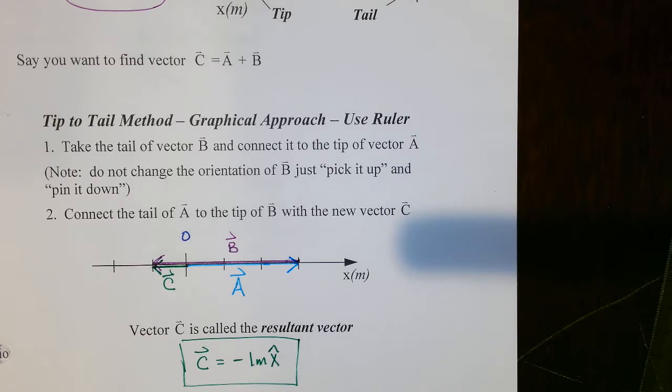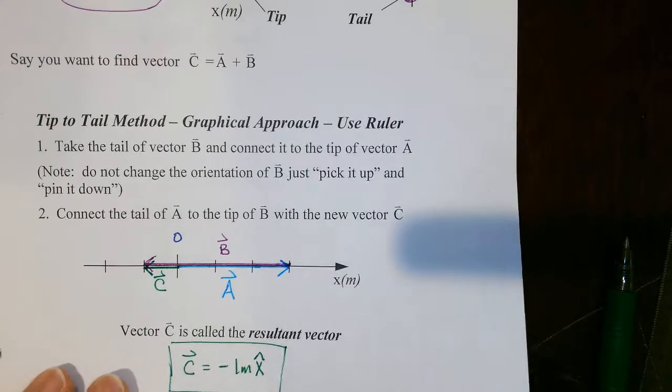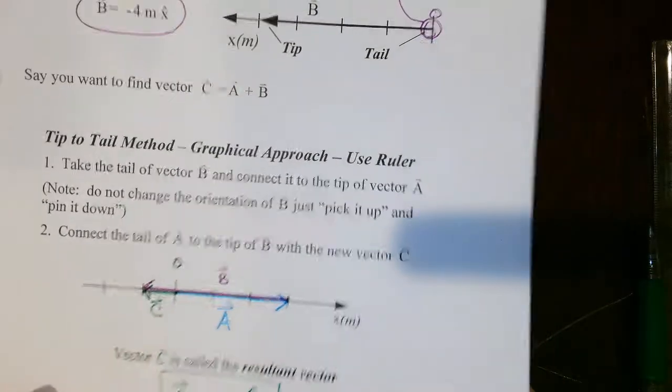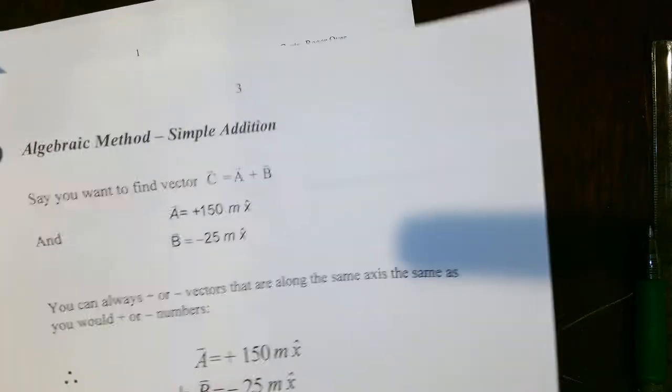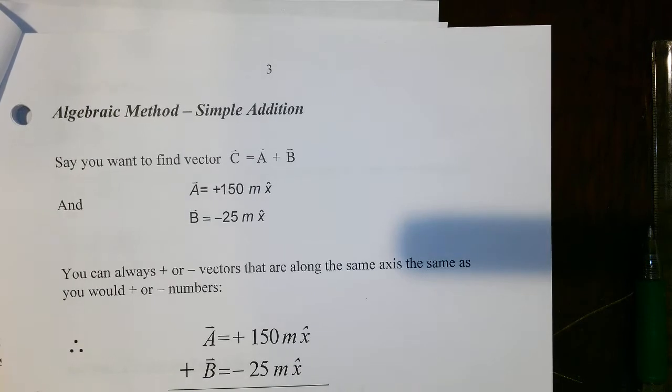All right. Now that's adding vectors graphically. Well, you can also add vectors algebraically, okay? Let's say you have many vectors, and you don't want to draw all of them out. It's kind of tedious to draw them out using rulers. So you can do it graphically or algebraically if it's more convenient that way.